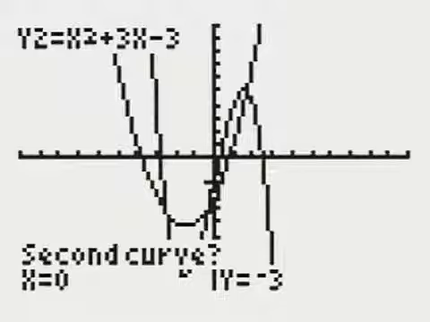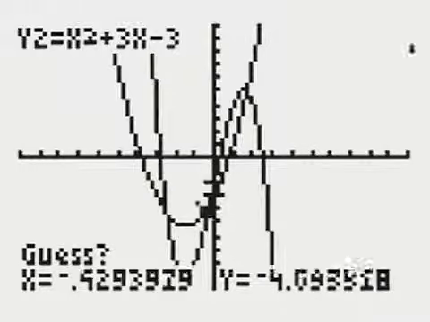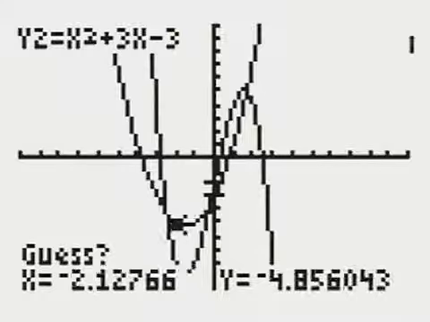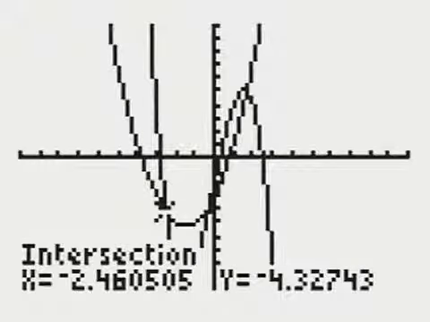It says second curve next, and notice that at the top of the screen it says y2 now, because the calculator automatically jumps down to the next curve. So we'll hit enter to select that. For our guess, we want to scroll close to the point of intersection. We're going to start with the one furthest to the left. So we'll scroll close to that point and hit enter. We get the intersection occurs when x is roughly negative 2.46. So that's our first solution, negative 2.46.